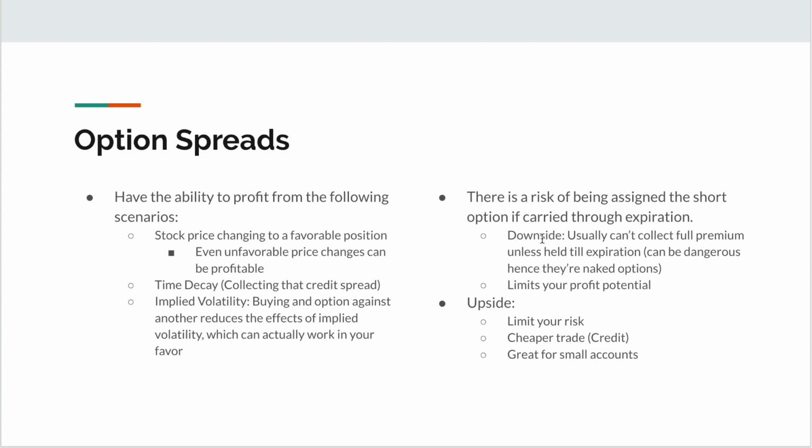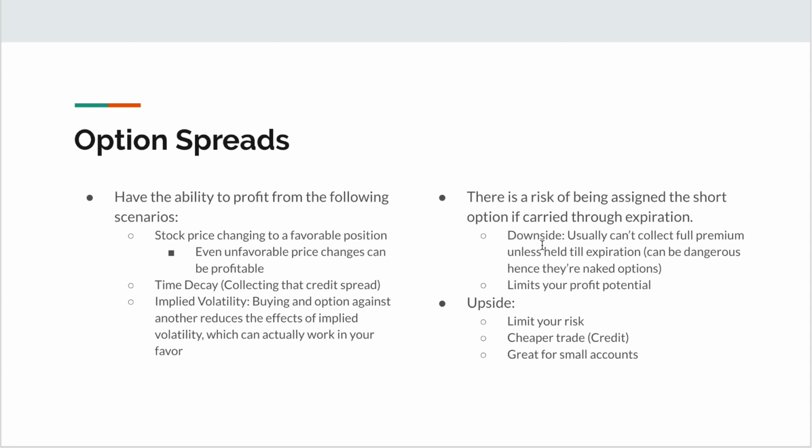Now let's talk about a little bit of the downsides. With the downside, you are at risk of being assigned the short option if carried through expiration. So if you carry the option through expiration and the stock surpasses that point, then you can get assigned that option contract and you'd have to pretty much give away 100 shares of the stock.